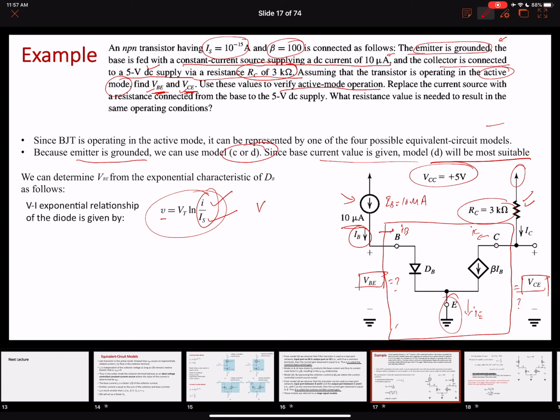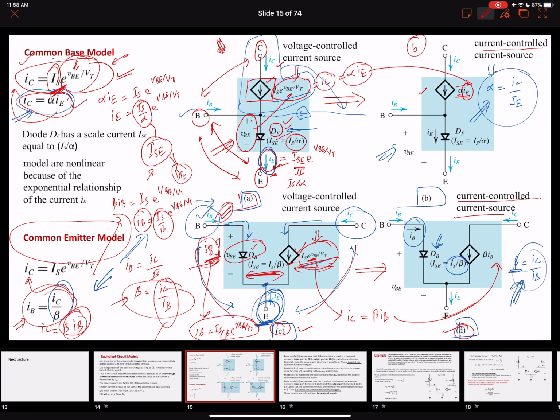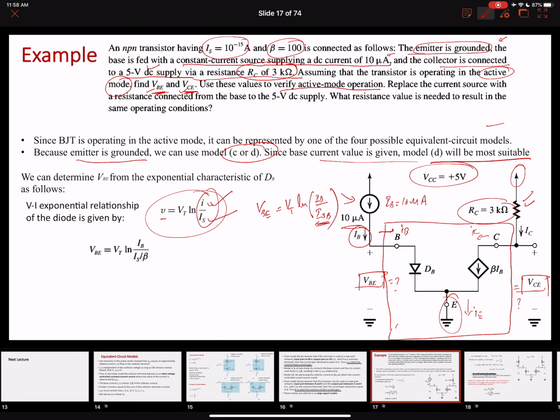Our V is VBE over here. This is the thermal voltage, 25 millivolts, times the natural log of current I, which is IB over here, the base current, over our scaling current. So it should be ISB. We know that ISB, if I go back over here showing you, equals IS over beta. So you can write this equation over here.